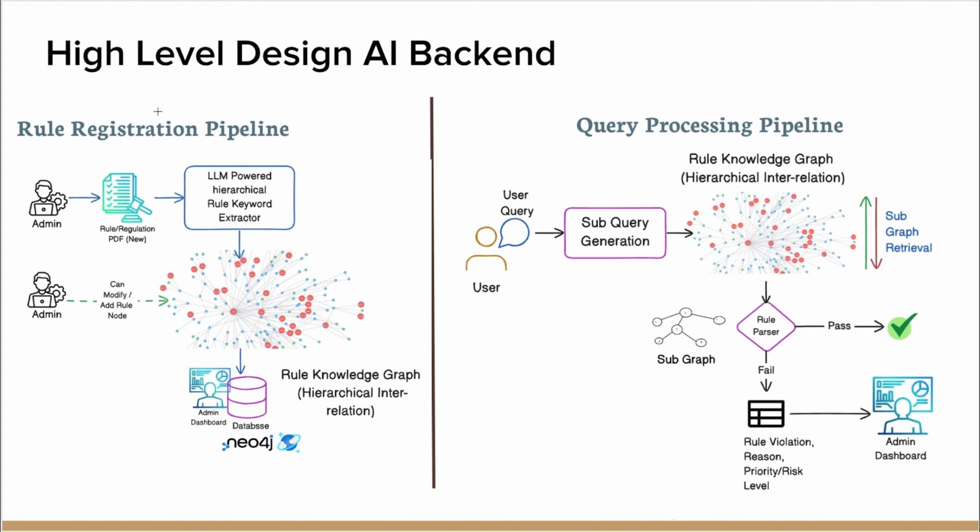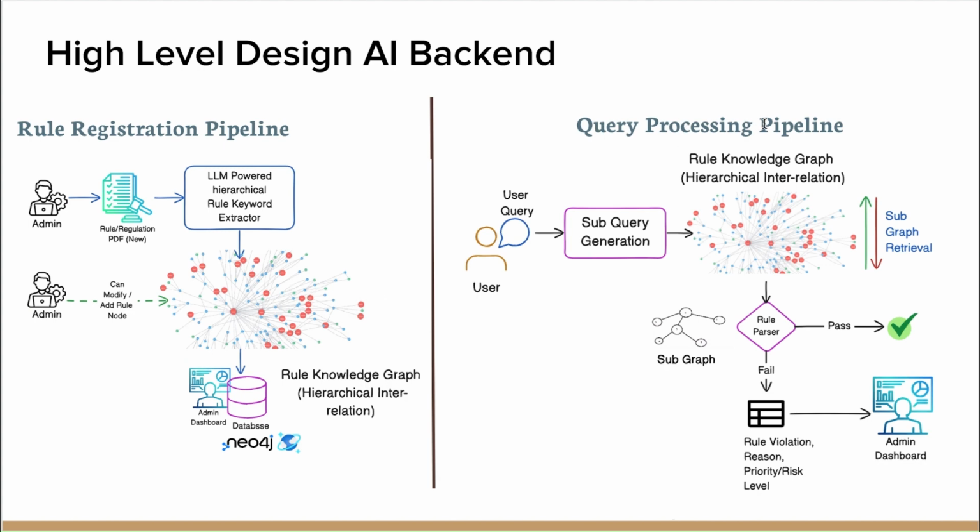High-level design of the AI backend. The AI backend has two pipelines. One is the rule registration pipeline, another one is the query processing pipeline. The rule registration pipeline is a data ingestion pipeline where the admin can give rules and regulations as PDF. It will go through our LLM-powered hierarchical rule keyword extractor, and a knowledge graph will be formed based upon the interrelation between different contexts and different rule nodes and prohibition nodes. Eventually the knowledge graph will be stored in the Neo4j graph database, and the PDFs will be stored in the Azure Blob Storage. The admin can also modify and add rule nodes into the knowledge graph.